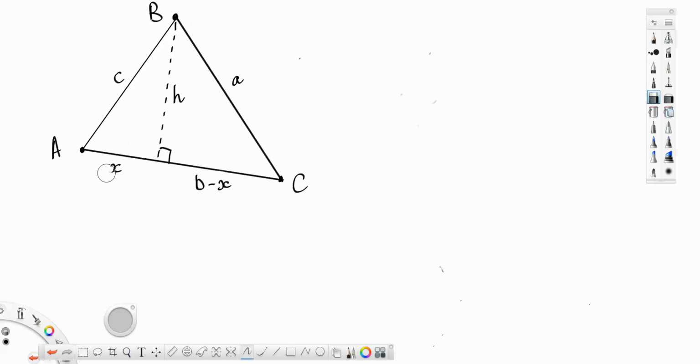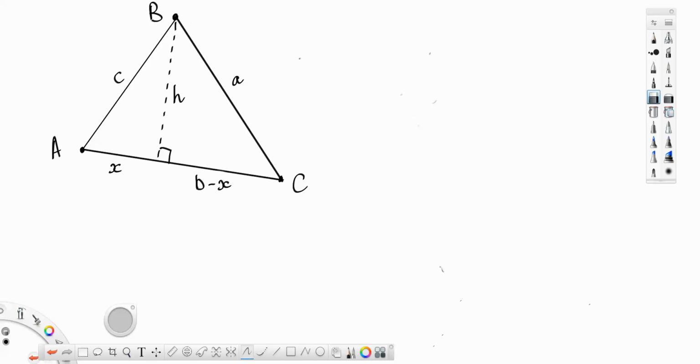And so one of those parts I've called X, just that length from A through to where the perpendicular connects. And then if that's X and this whole side is B, then this bit in here must be B minus X. And that makes sense because when you add B minus X and X, what happens with the X's? They disappear and you're left with B.